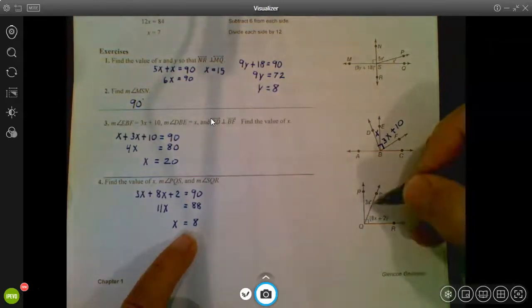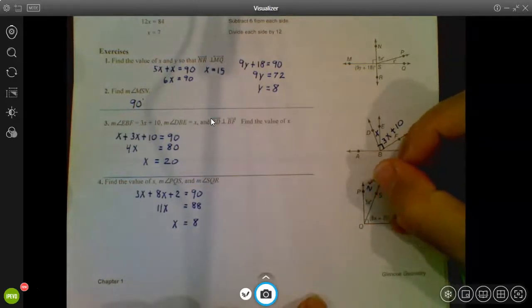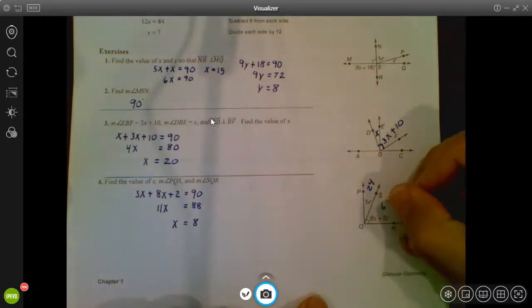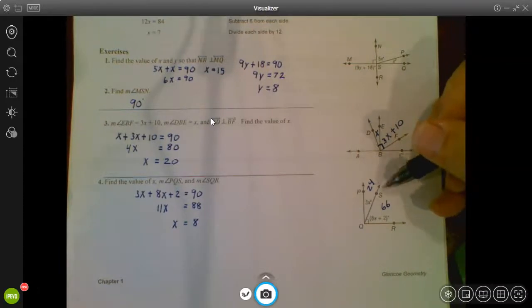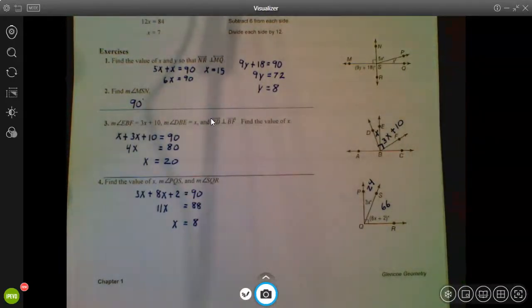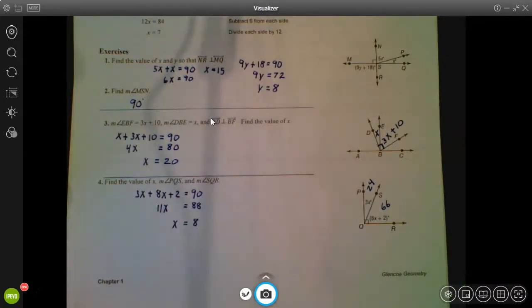So if x is 8, what does that make this? So 3 times 8 would be 24. 8 times 8 plus 2, so 64 plus 2. And sure enough, you can check to make sure that we did that right. Those do add to 90, so I know my answer for x is correct. And we now have all the information they were asking for. So that's the end of that.